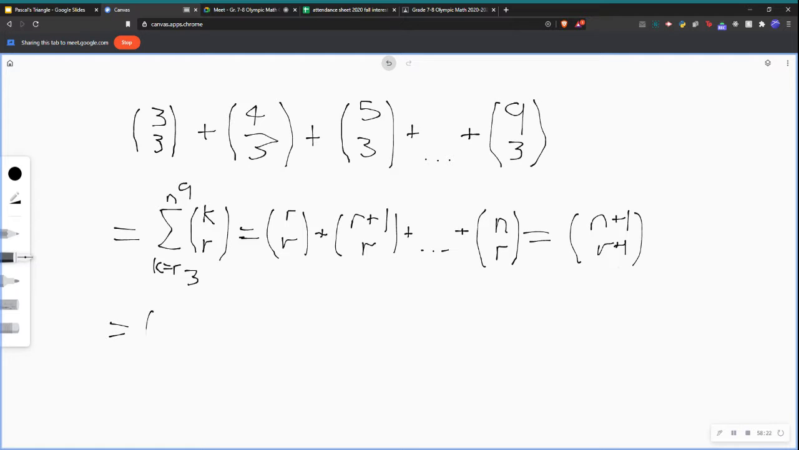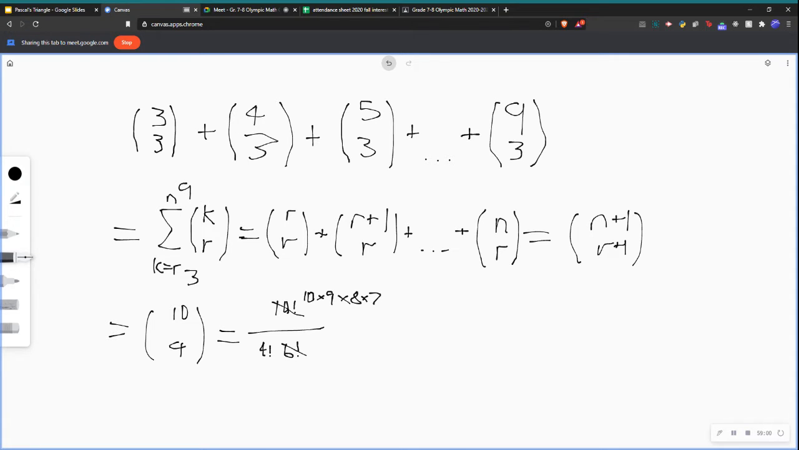Let's do that quickly. n+1 gives you 10. r+1 gives you 4. 10 choose 4 is what we're solving for. So we have 10 factorial over 4 factorial times 6 factorial. This is your final answer, but let's simplify this. 6 factorial cancels out with 10 factorial to get 10 times 9 times 8 times 7.